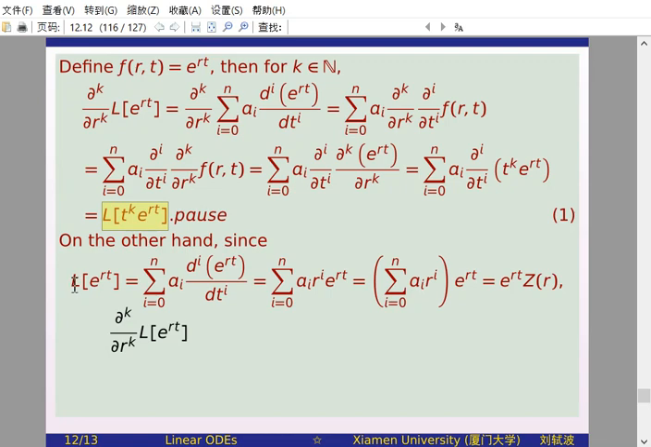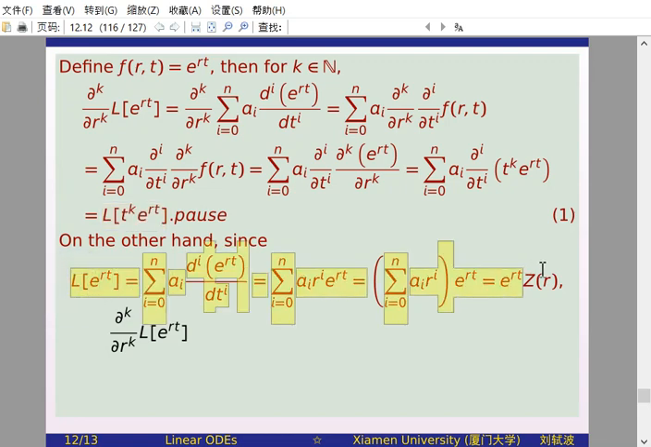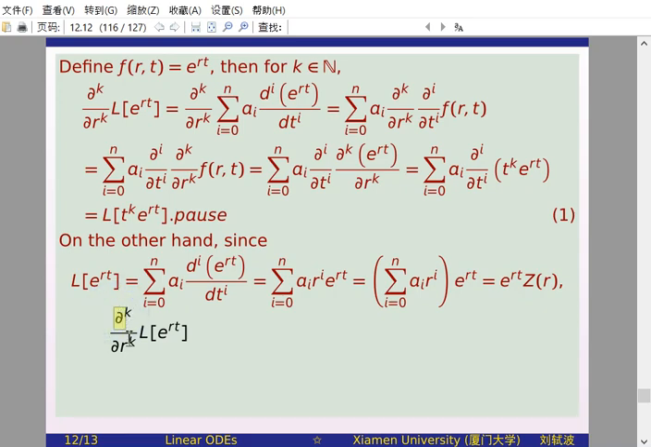On the other hand, we have this equality. We are quite familiar with this equality. So we can also compute the same quantity, the k-th order derivative of L(e^{rt}) with respect to r, using this result. So how do we compute the k-th order derivative of this?